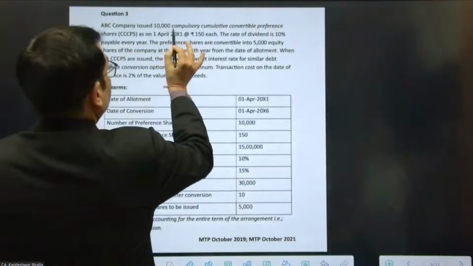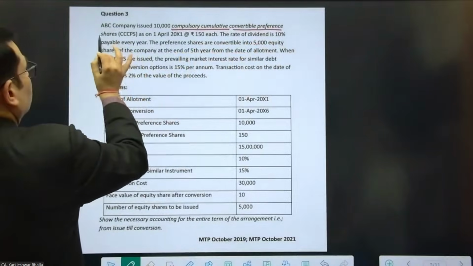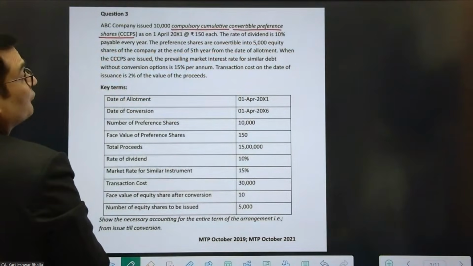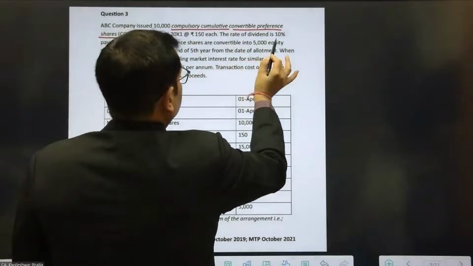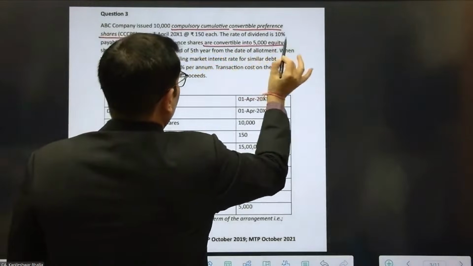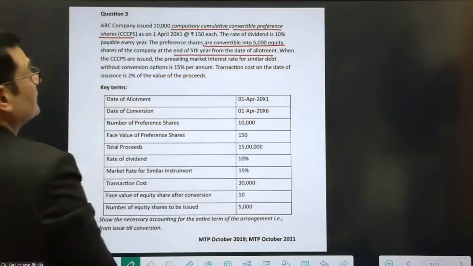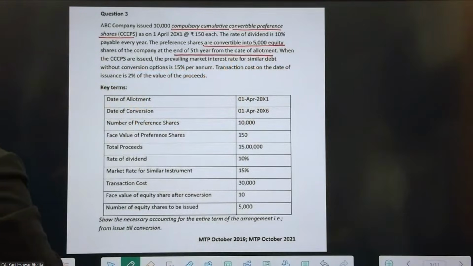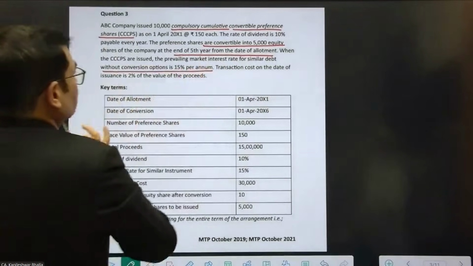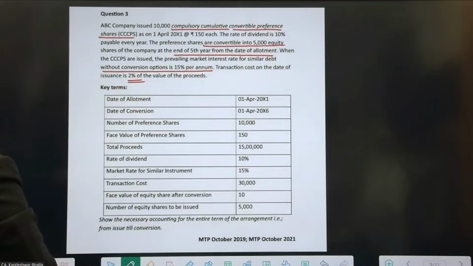It says a company issued compulsory cumulative convertible preference shares, CCPS, on 1st April X1 at the rate of 150. The dividend rate is 10% every year, and the preference shares are convertible into 5,000 equity shares at the end of the 5th year from the date of allotment. When CCPS are issued, the prevailing market rate for similar debt without conversion is 15%. And we are given the transaction cost is 2%, TC.